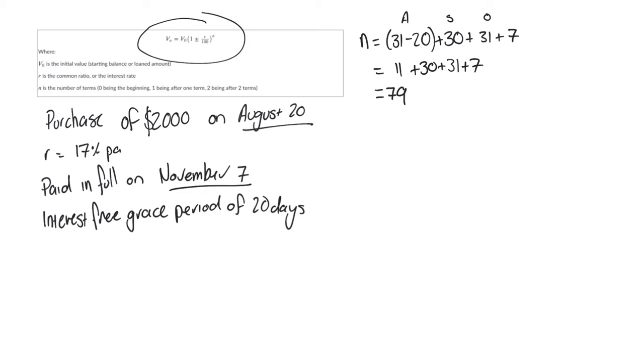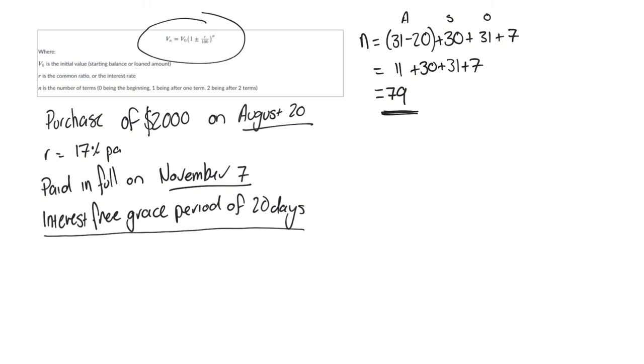Okay, so in total, from the day that this thing was purchased to the day that it was paid off in full, there were 79 days. Now, we notice that it says there's an interest-free grace period of 20 days. So that means if we did pay it off within the 20 days, don't pay any interest. However, we've definitely paid it off after 20 days. So that means that we will have to calculate some interest.